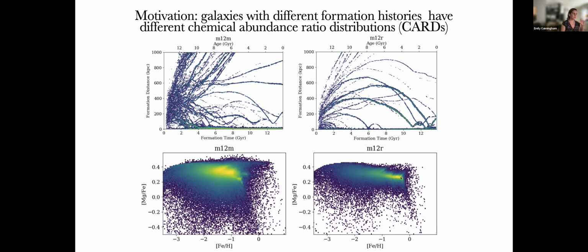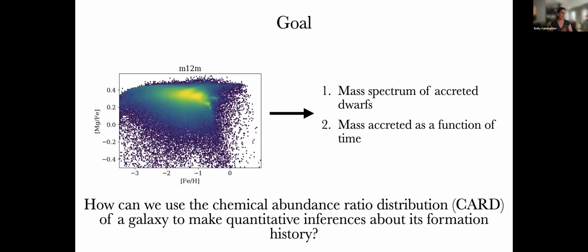So this is the way in which the distributions are encoding information about their assembly history. So the goal that we had was to ask the question of, okay, we can see with our eyes that these different formation histories are leading to different abundance distributions. How can we go from this abundance distribution to making quantitative inferences about the galaxy's assembly history?